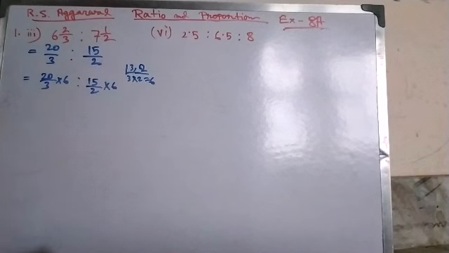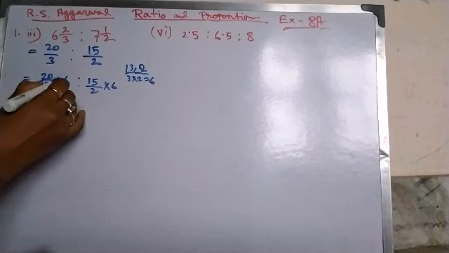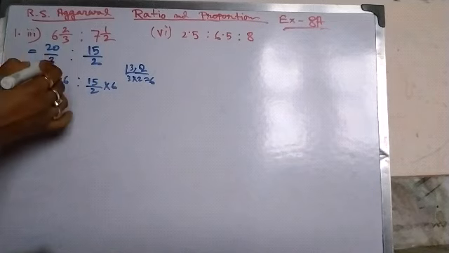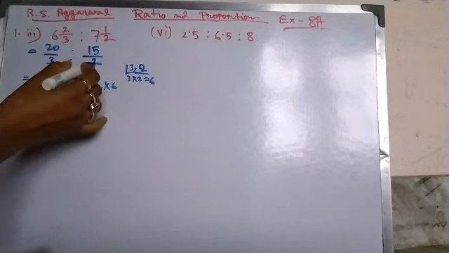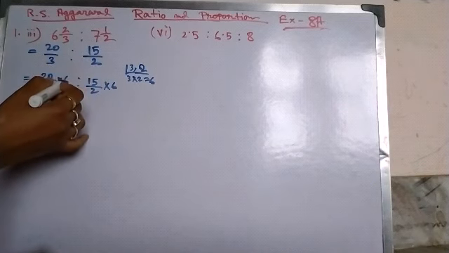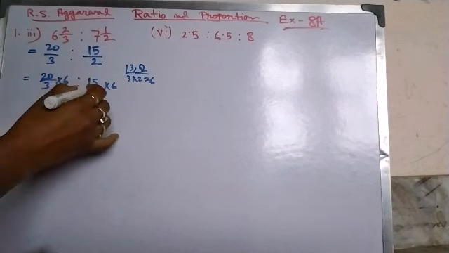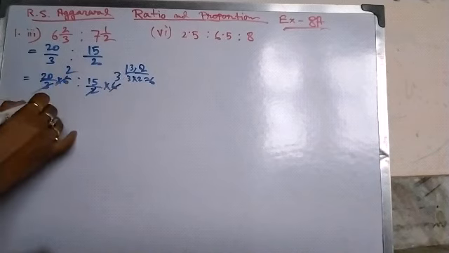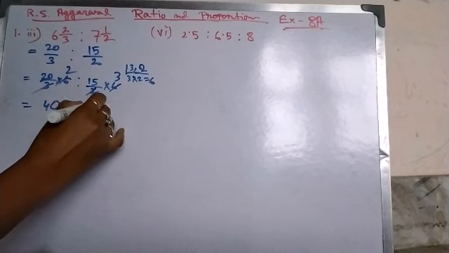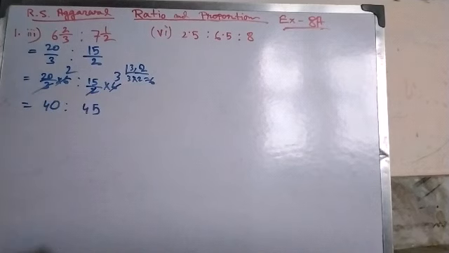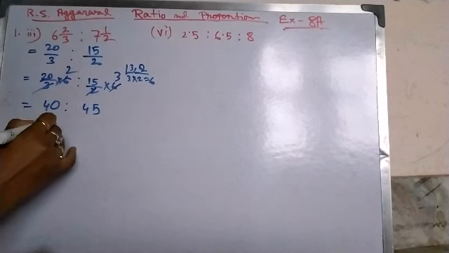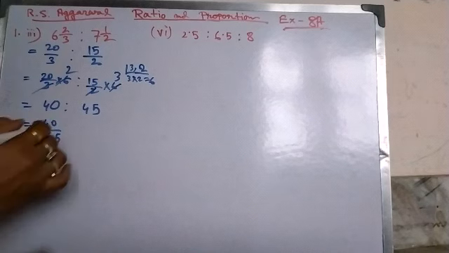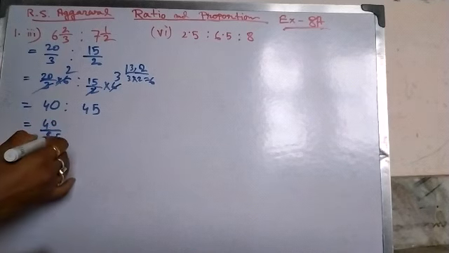Because I told in the introduction part, when we want to multiply, then by the same number we have to multiply both the terms of the ratio. So here, to remove the denominator, we have to find their LCM. Then if we multiply by this LCM, the denominator can be cut. So 3 2s are 6 and 2 3s are 6. So 40 is to 45. Then 40 by 45, if we transfer it into a fraction, then we can cut it by the same number.